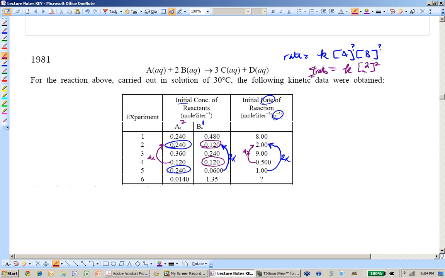So once again, while we hold in purple, experiments 2 and 4 hold the concentration of B constant. Experiment 4 up to 2 doubled the concentration of A. The rate quadrupled as a result of doubling A, which is 2 squared. 4 is 2 squared, so that means I need a 2 on that A term.